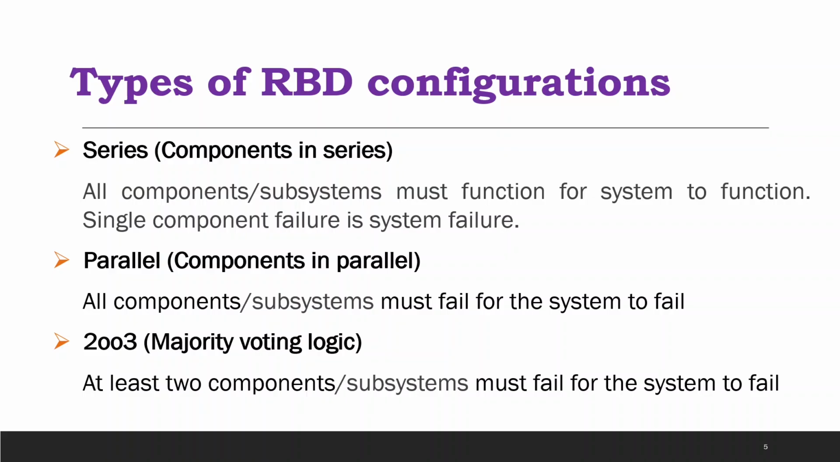As the name suggests, for the parallel configuration, the components are connected in parallel. Therefore, all components must fail for the system to fail. Even one component functioning will make the system function. The third configuration is the 2 out of 3 configuration, or the majority voting configuration. For 2 out of 3, at least 2 components or subsystems must fail for the system to fail, or at least 2 must function for the system to function.